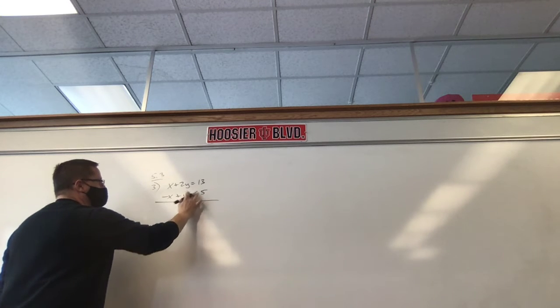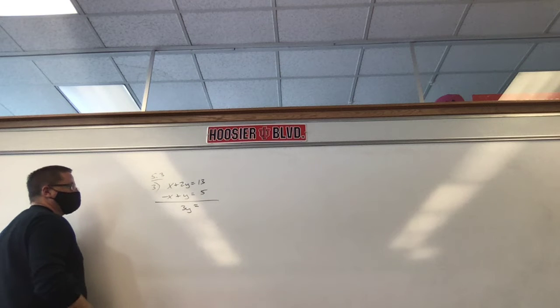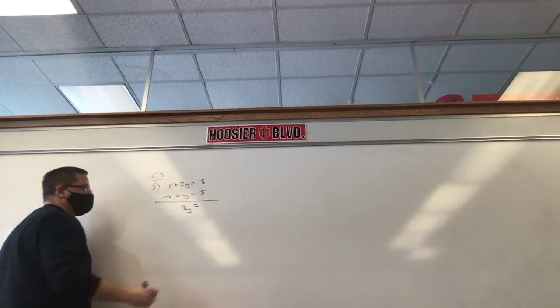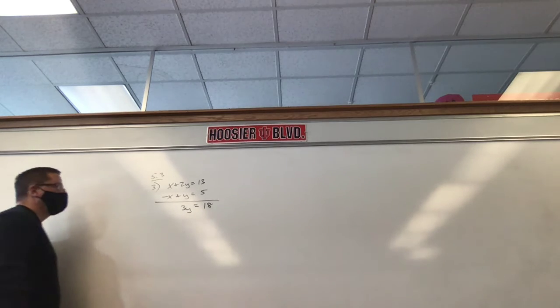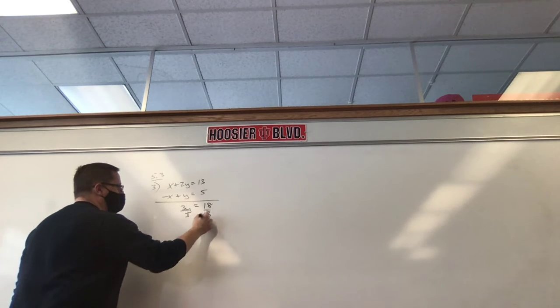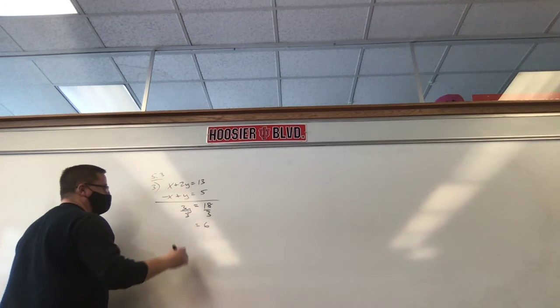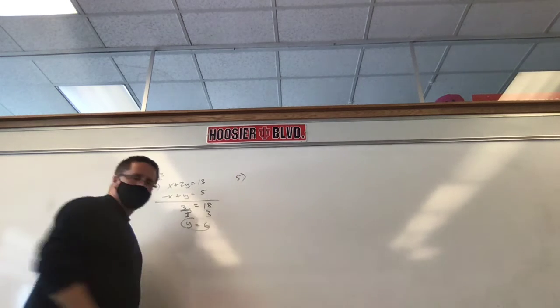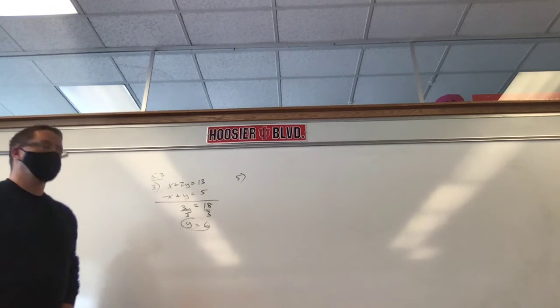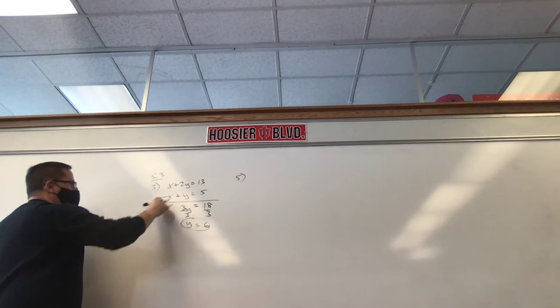3y equals what? 13 and 5. All right, so 18. Now what? Divide by 3. 18 divided by 3 is 6. So y equals 6. Okay, number 5. You gotta find x. Very good. Find x. So which one do you want, the top or bottom one?